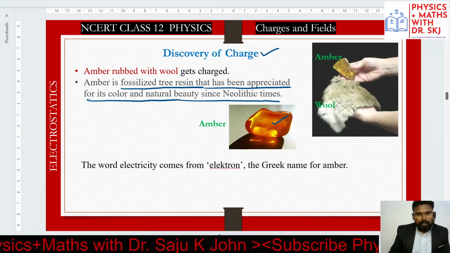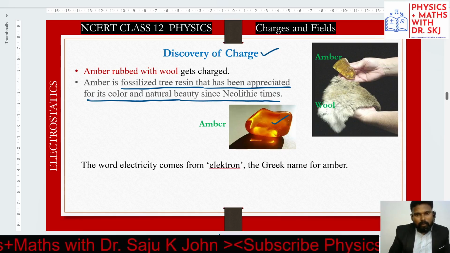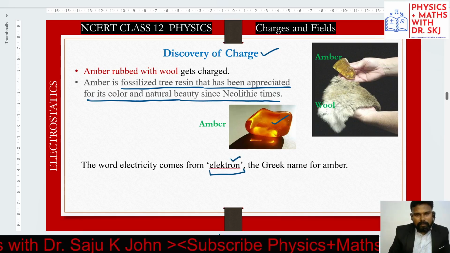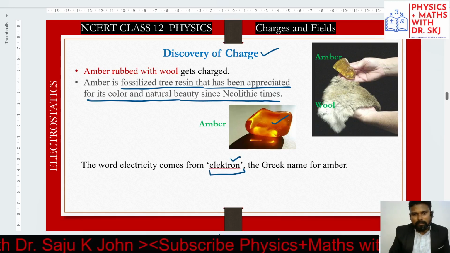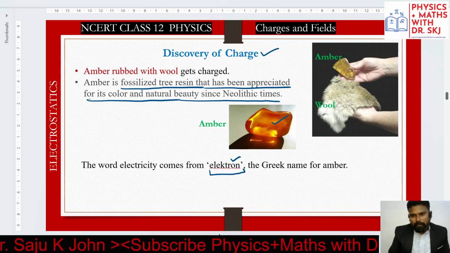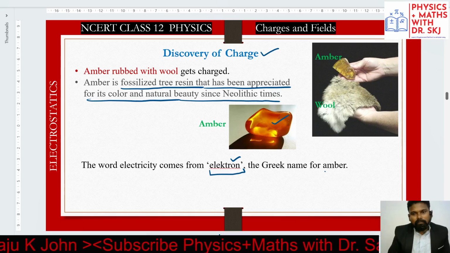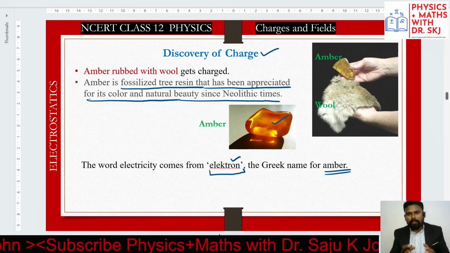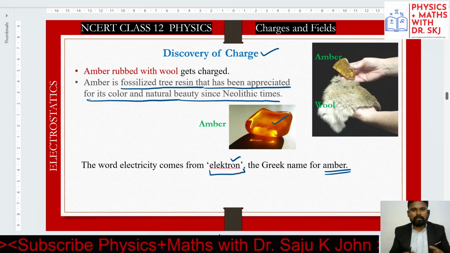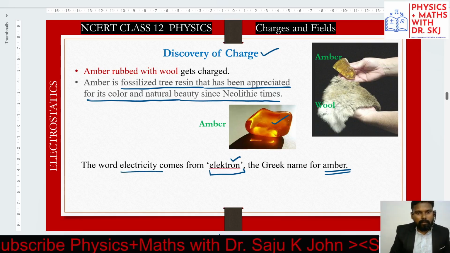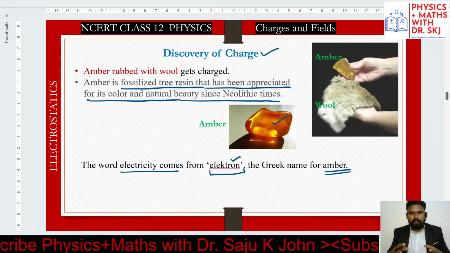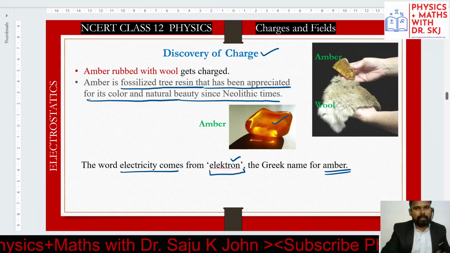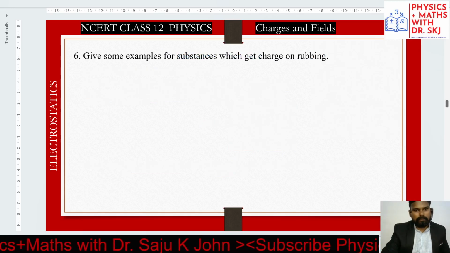Actually, the name electron is a Greek name. That is why there is a different spelling from English. So electron came from the word amber. Electron is the Greek name for amber. From this the name electricity originated. So when amber is rubbed with wool, amber gets a charge and wool also gets a charge.